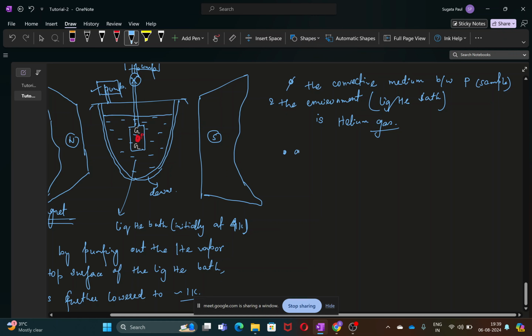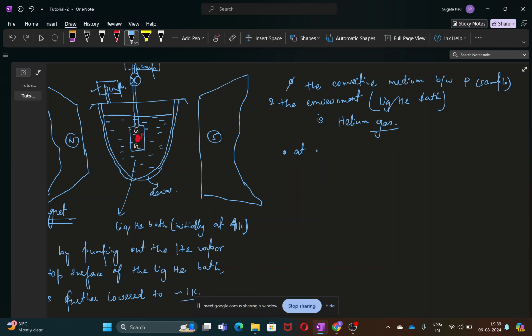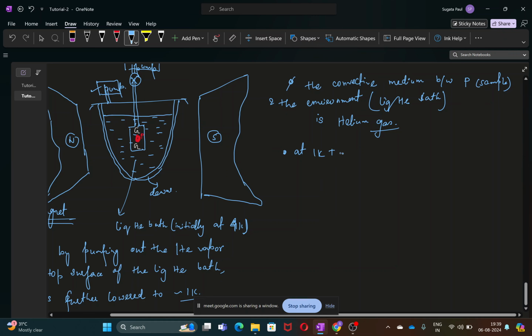So because of that, if this outside helium bath is cooled down to 1 Kelvin, then because of this convective cooling transfer, the inside sample will also be around 1 Kelvin temperature. So at 1 Kelvin temperature, both the helium bath and the sample inside. And how that happens is because of the convection of the helium gas that is placed inside this container and the sample.